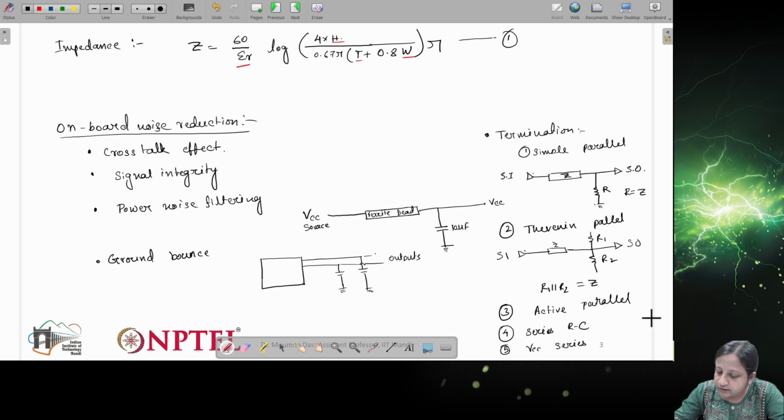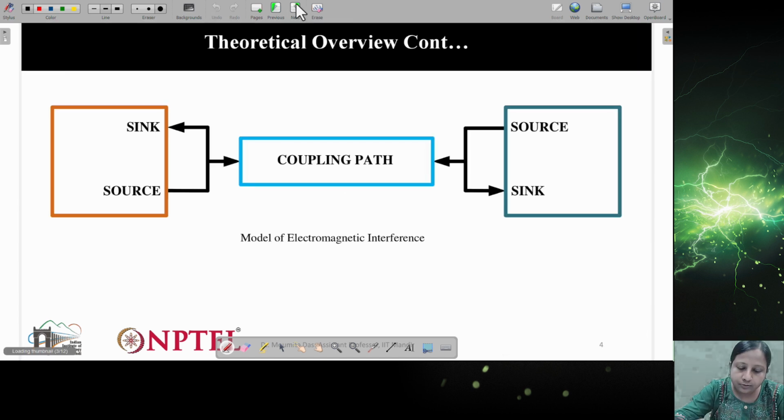Termination. So these all are the classification of the termination. This will reduce the effect of the impedance present in the PCB board. Okay. Now, this is the diagram of every path which is present in the PCB.